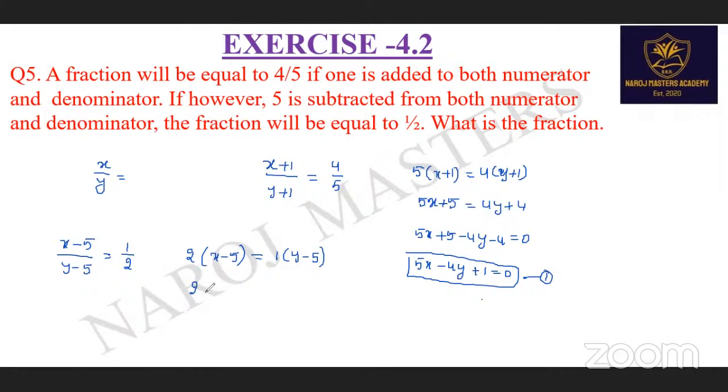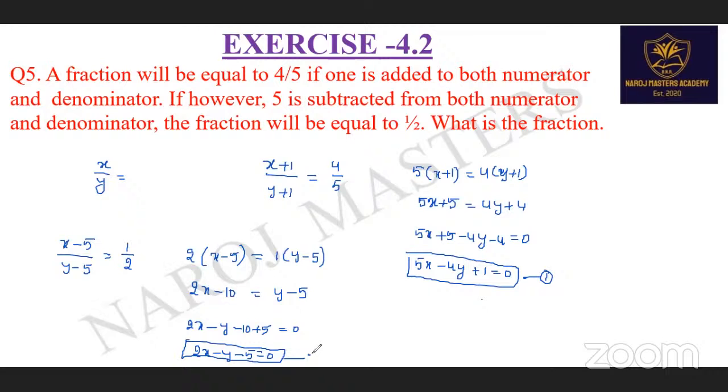So this is 2x minus 10, 2 5s are 10, that equal to 1y, is y minus 5. So this is 2x minus y and then minus 10 plus 5, that equal to 0. 2x minus y minus 10 plus 5 is minus 5 equal to 0. So this is our second equation.